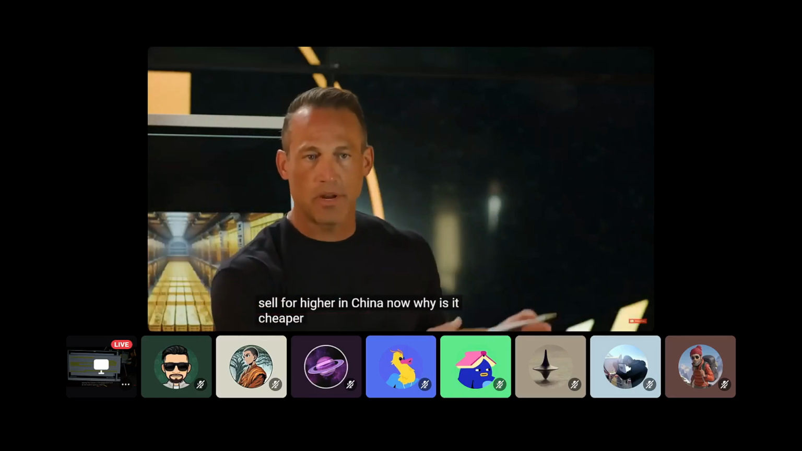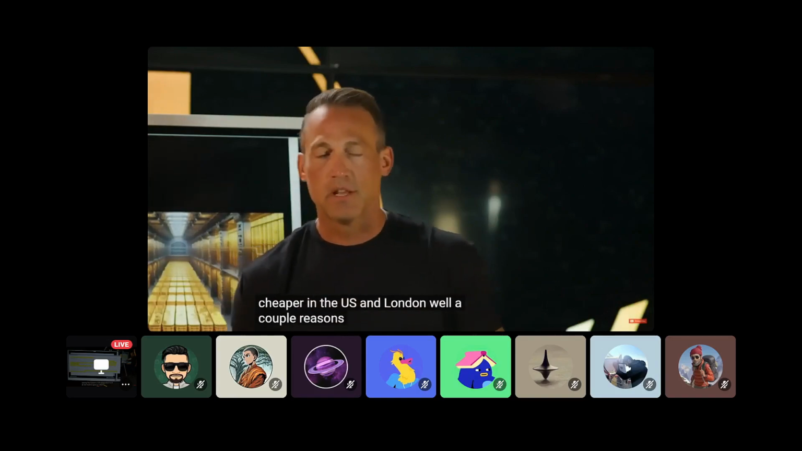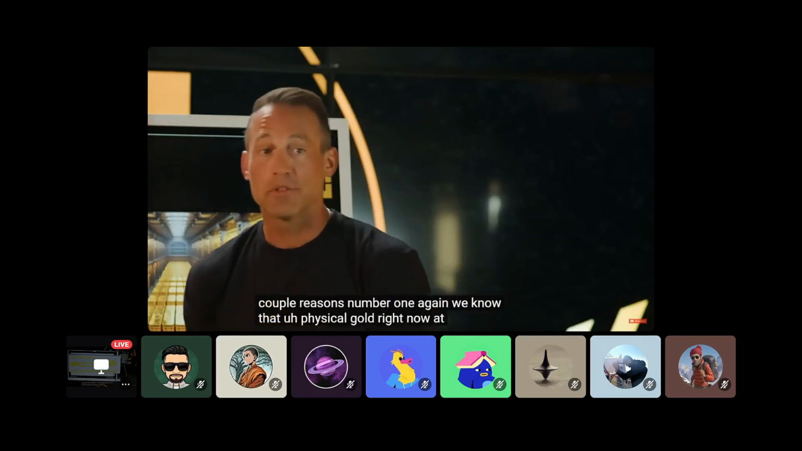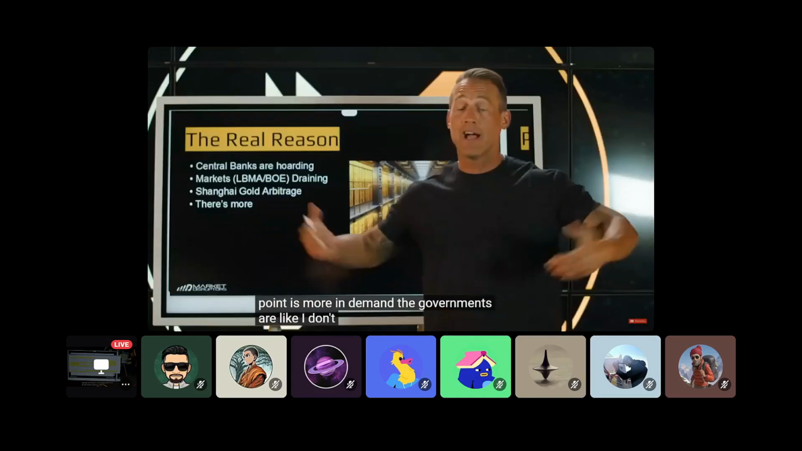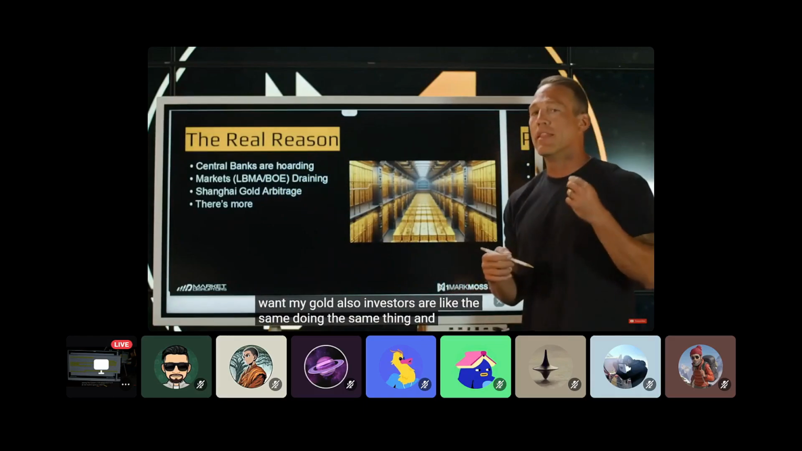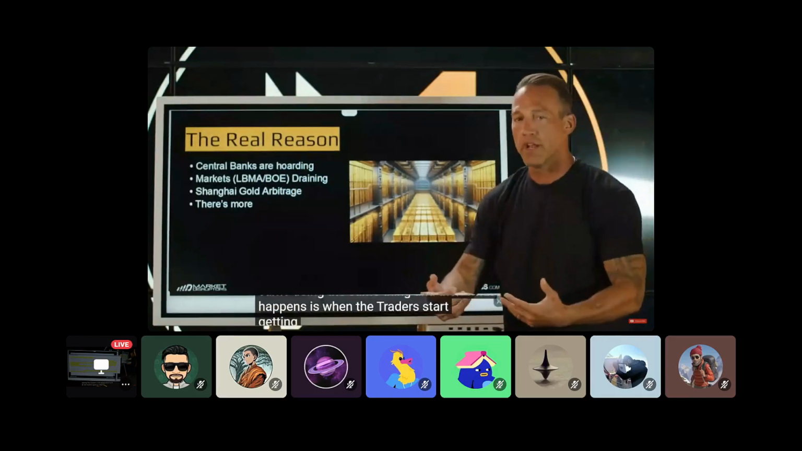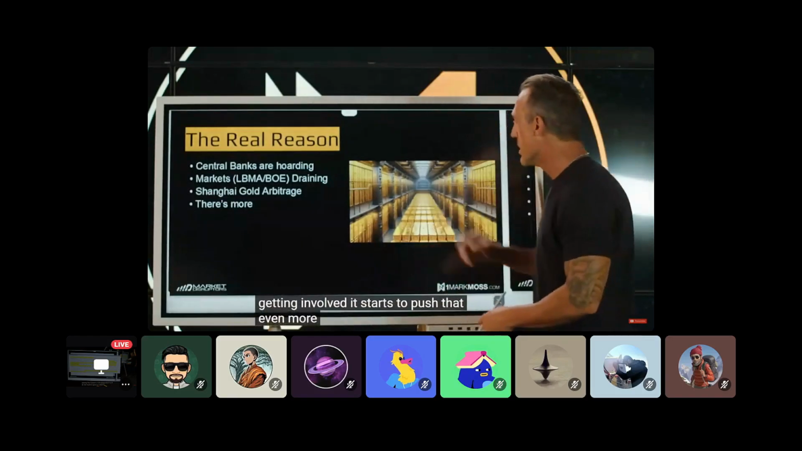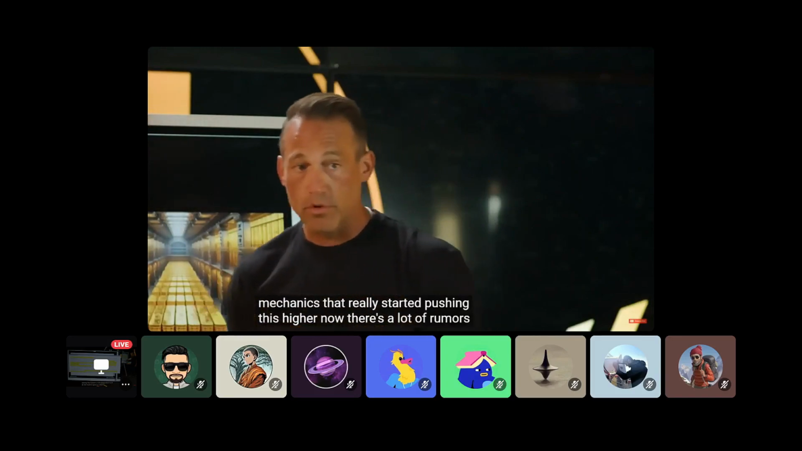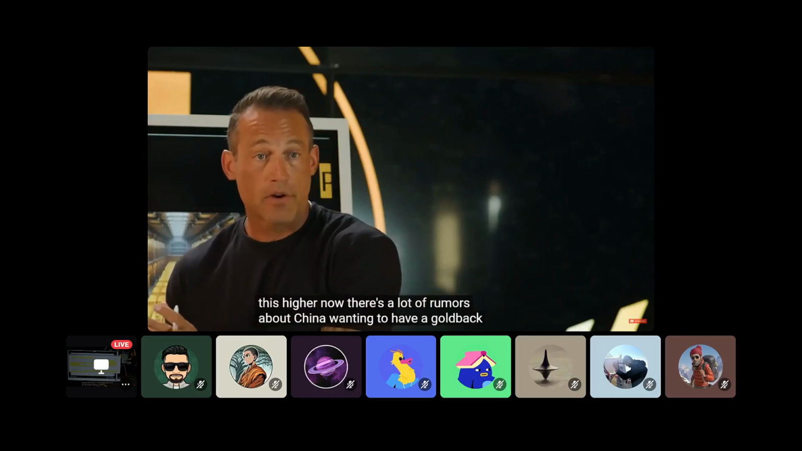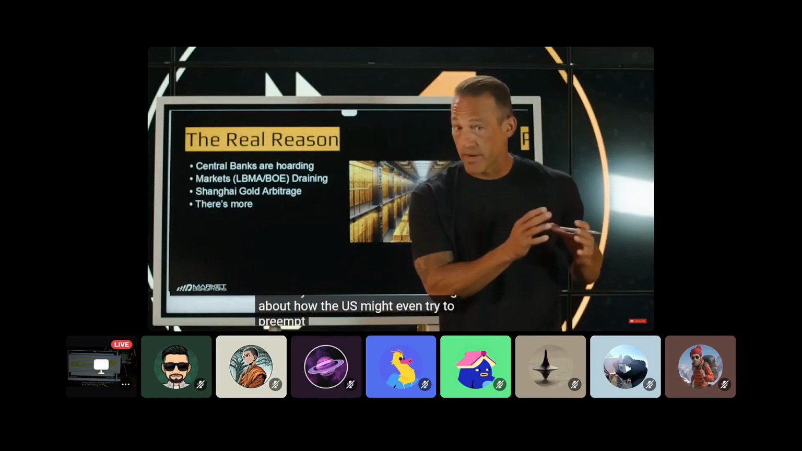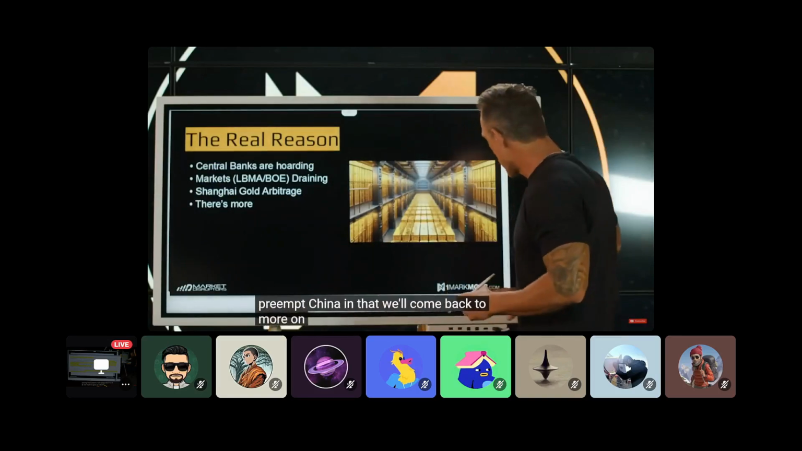Now, why is it cheaper in the US and London? Well, a couple of reasons. Number one, again, we know that physical gold right now at this point is more in demand. The governments are like, I don't trust anybody else, I want my gold. Also, investors are doing the same thing. And then what happens is when the traders start getting involved, it starts to push that even more. All right, so that is the mechanics that really started pushing this higher. Now, there's a lot of rumors about China wanting to have a gold-backed currency. I've done videos talking about how the US might even try to preempt China in that. We'll come back to more on that in a minute.